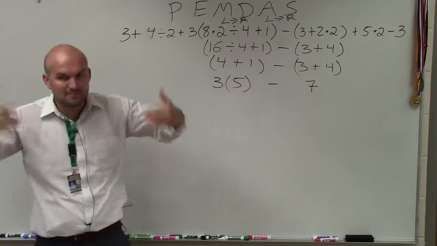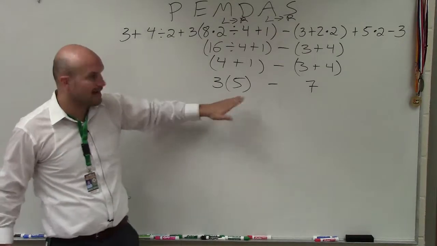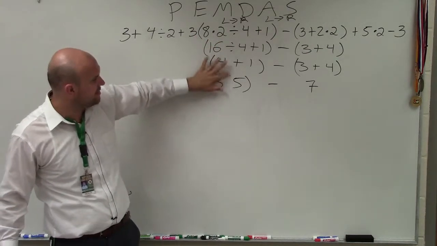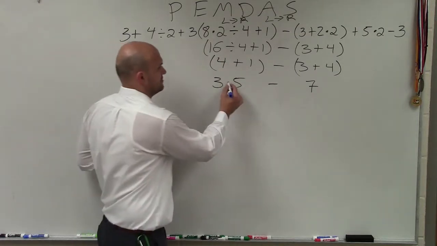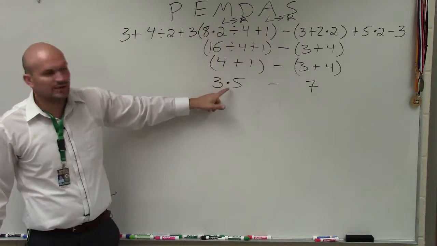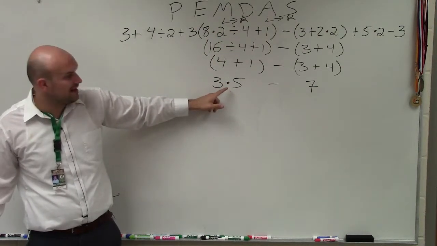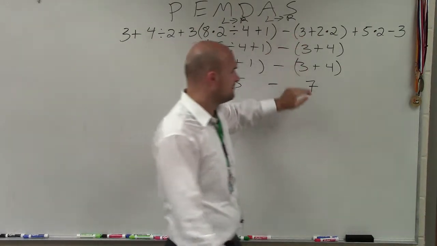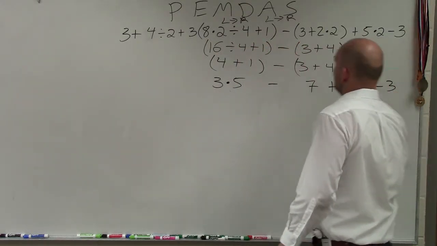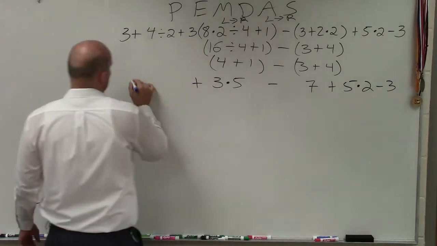But what I've done is I've simplified them all the way down where I don't really need these parentheses, because the 3 on the outside of the parentheses really means 3 times 5, right? Do you guys agree? That 3 is being multiplied by that. So really, I don't need parentheses. I can just write 3 times 5. And then here, I've simplified all this. So now I rewrite my whole expression, because now I have simplified all of my parentheses.